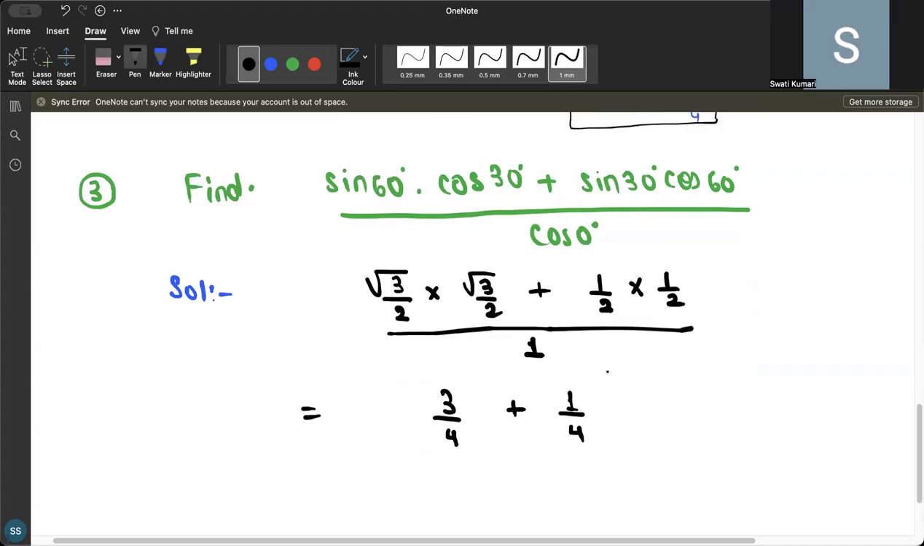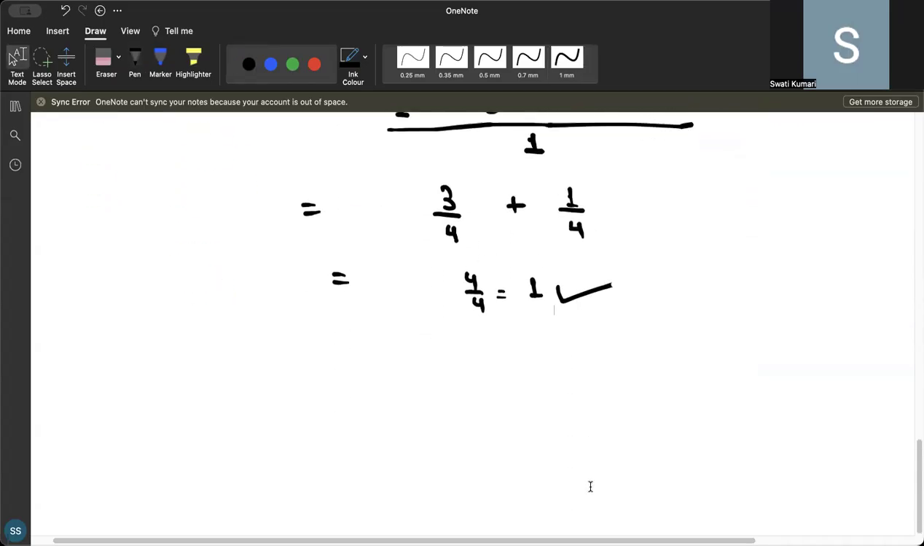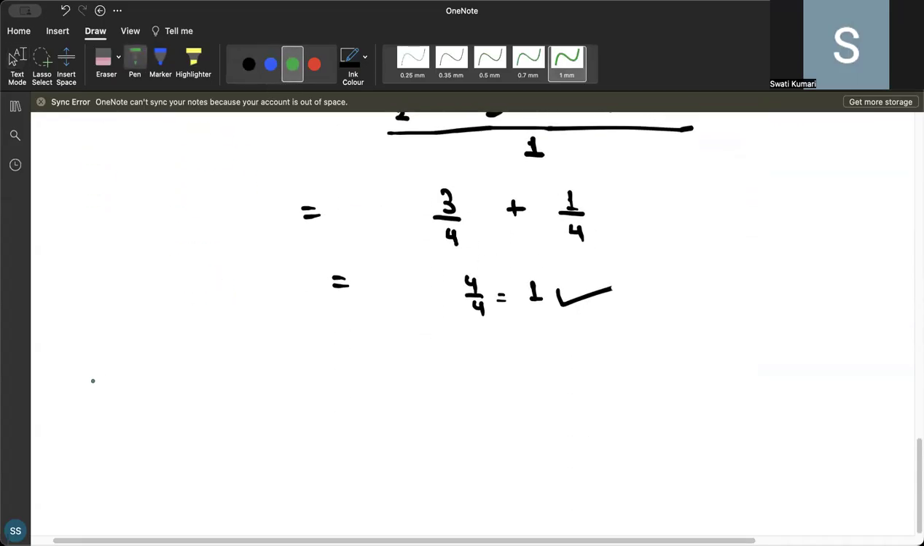And upon 1, we don't need to write it down because you know that any number divided by 1 is the same number. So we can skip writing the 1 now. This will become 4 by 4, which is nothing but 1. It was very simple. We are done with this as well. Question number 3 is done. Now we'll go to question number 4.